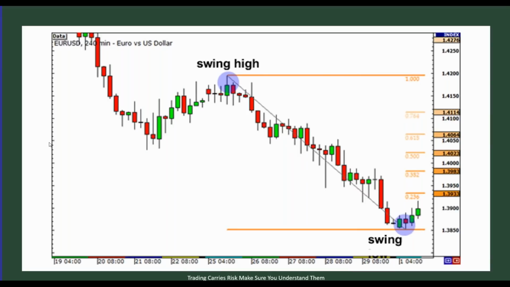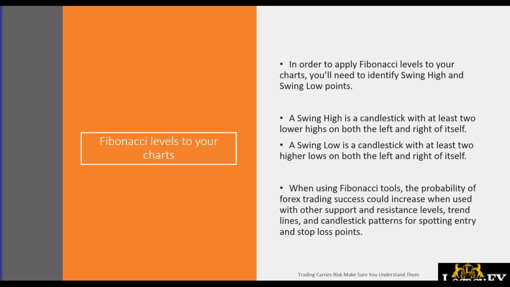And if we're coming off of a downtrend, you just draw it the exact opposite way. You pull it from the swing high down to the swing low. So in order to apply Fibonacci levels to your charts, you'll need to identify the swing high and the swing low. A swing high can be described as a candlestick with at least two lower highs on both sides, right and left, and a swing low is a candlestick with at least two higher lows on both sides.